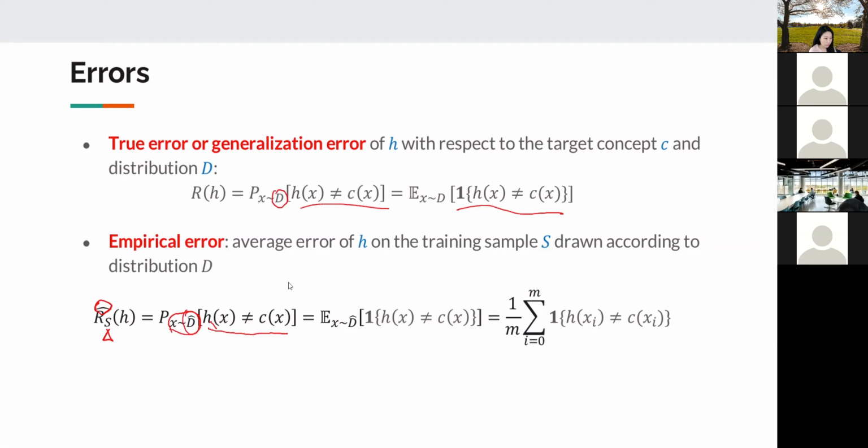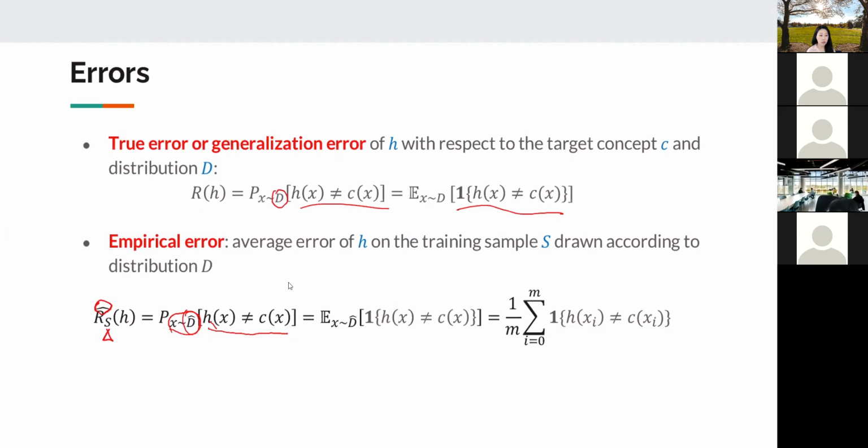D hat is related to D and to S, but it's not exactly S, right? D hat is an empirical distribution. The support of D hat, the values it can take, are essentially the values of these examples. Each of them takes probability 1/m because you have a limited number m of examples, each appearing once. So the frequency is just 1/m, and that is the empirical distribution.